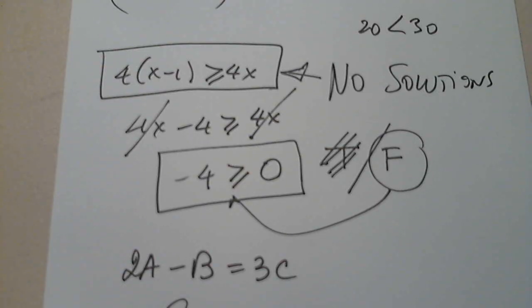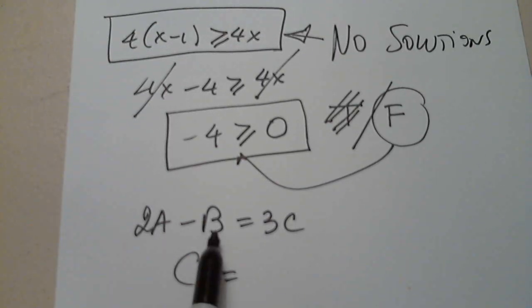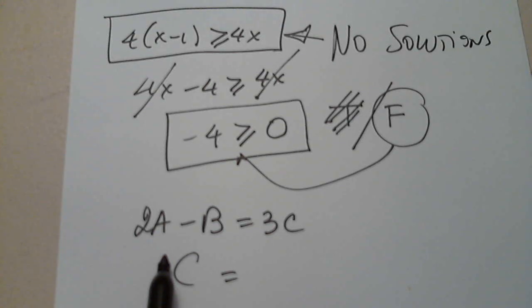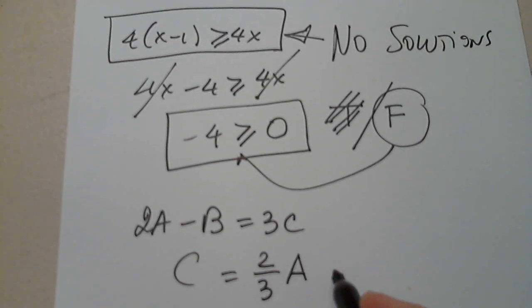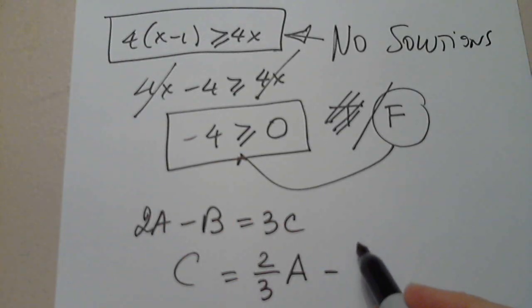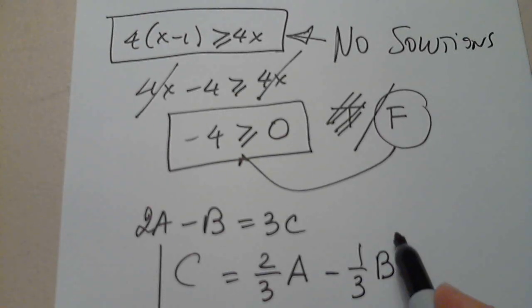Can you just divide by 3? Absolutely. That's all we need to do. But we have two options. One option is to write a long fraction line and 3 in the denominator. I prefer 2 divided by 3, a, minus 1 divided by 3, b. This is what I prefer.